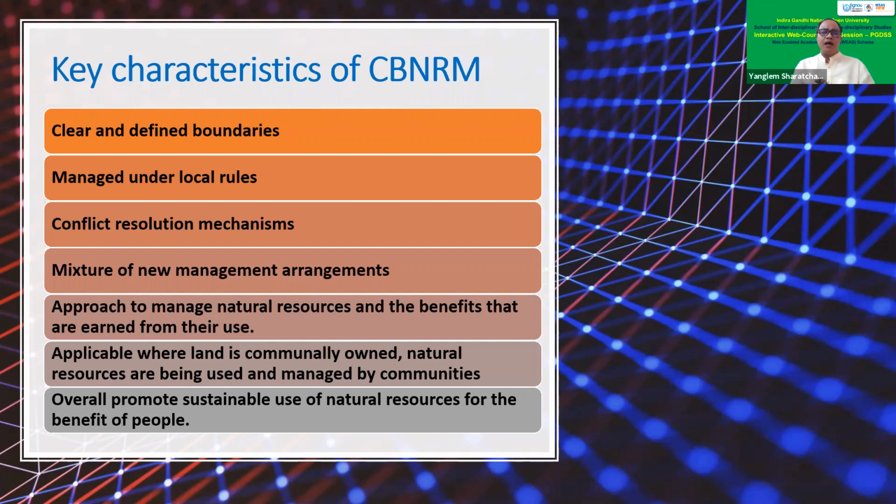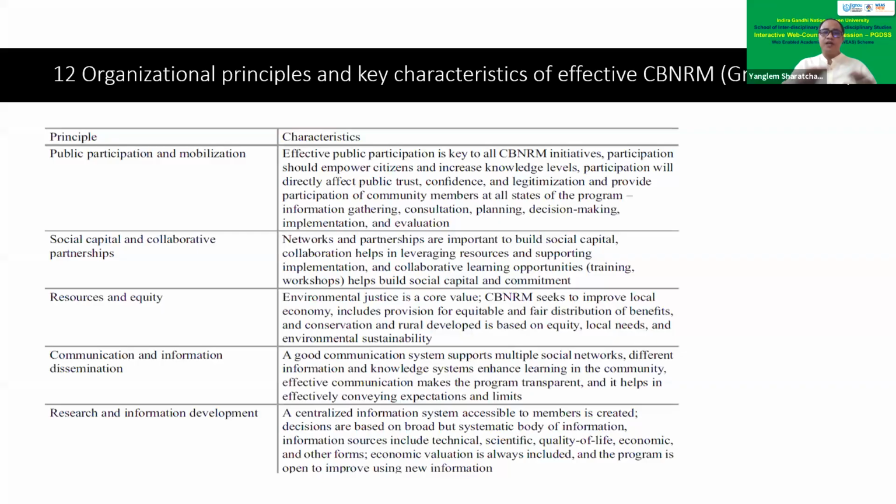As we know, when we talk about the effective implementation of natural resource management, you will find it more successful in locally or communally owned areas, community-owned areas, not in privately owned areas. So the key characteristic is to promote the sustainable use of natural resources for the benefit of those people. And one of the authors, Gruber in 2010, identified 12 organizational principles and key characteristics of effective community-based natural resource management.